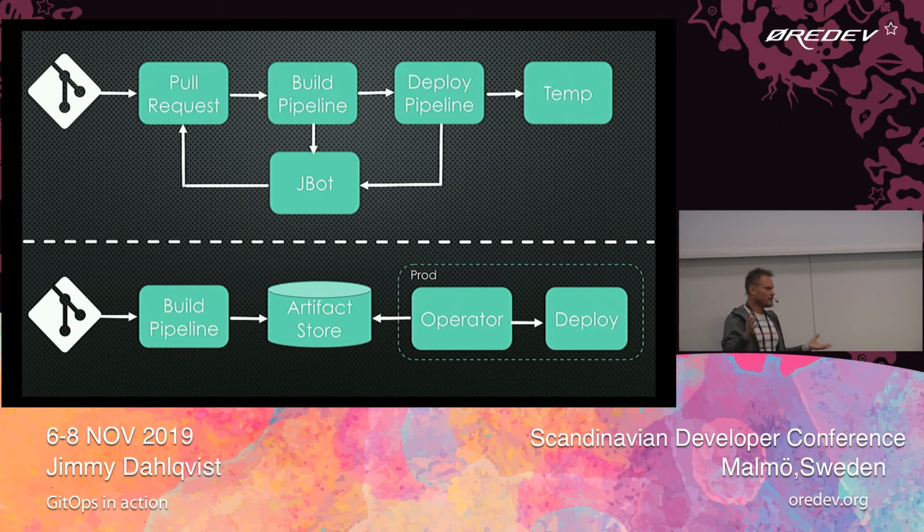When we are happy with the change, we know that everything is working, we will merge the pull request. That will trigger our build pipeline, and that will create a new artifact. Then we have our operator in production detecting this artifact and deploying it into production. So in this GitOps flow, we're going to do an operational change.